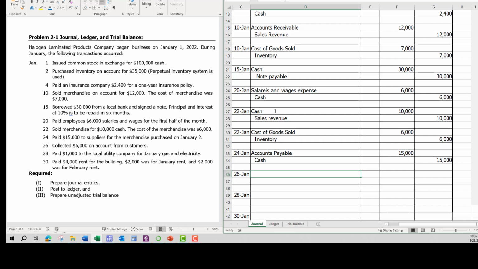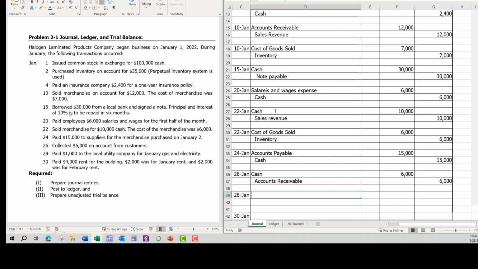And January 26, collected 6,000 on account from customers. So meaning we have collected cash. So cash is debit and accounts receivable credit, because we are receiving money from the accounts receivable, so it will decrease by the collection of the money.